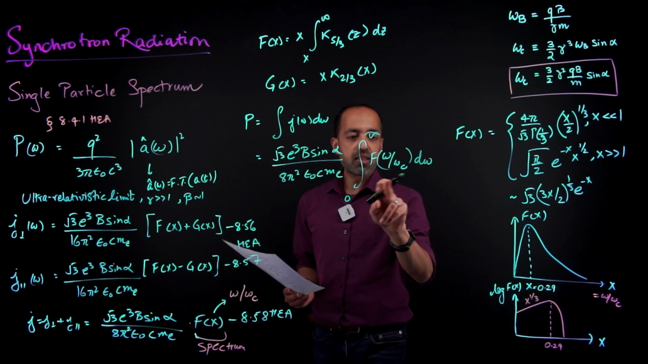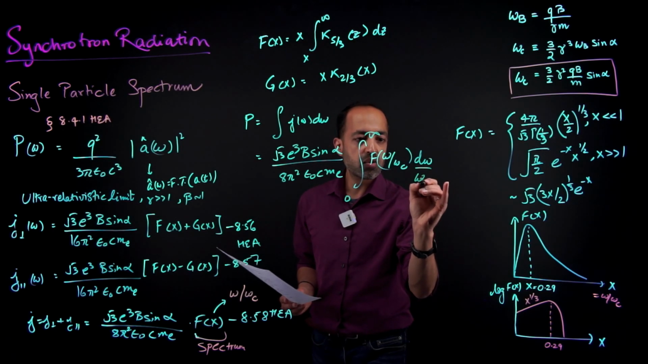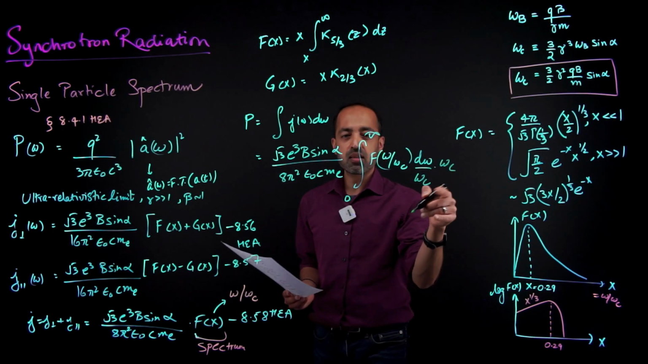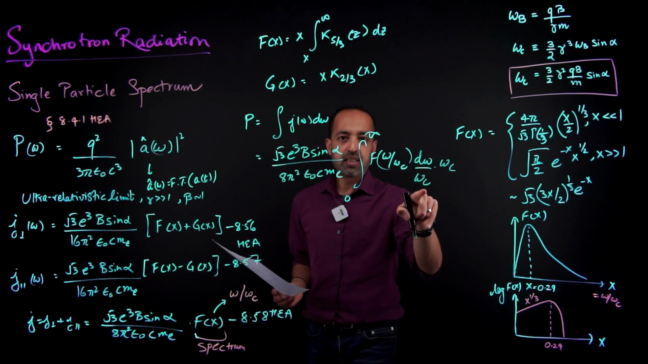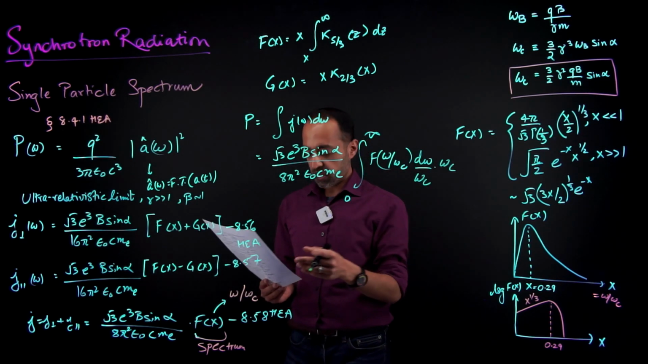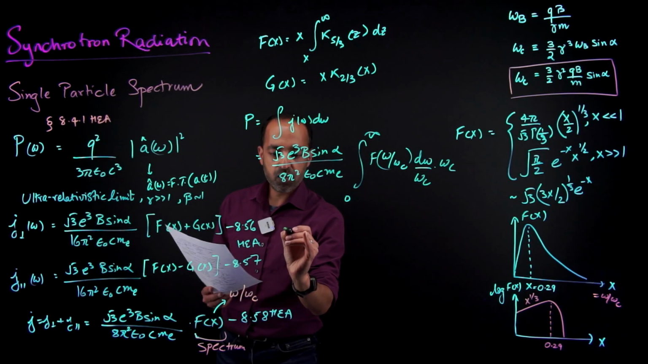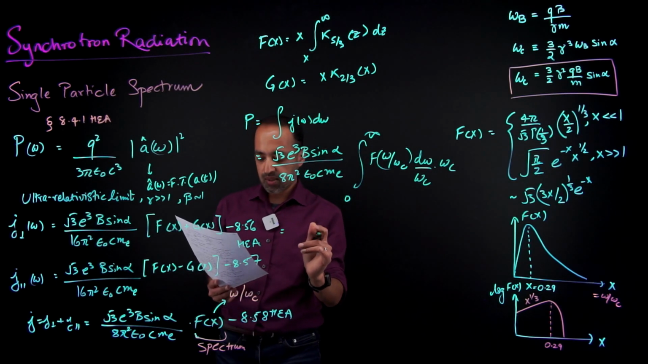And now we need to do this integral. The way to do that is to multiply and divide by omega c. That's just a change of variables, and this thing now becomes an integral of f of x dx, which is something that we can calculate. So I'm going to break this up into terms. I'm going to write it like this.